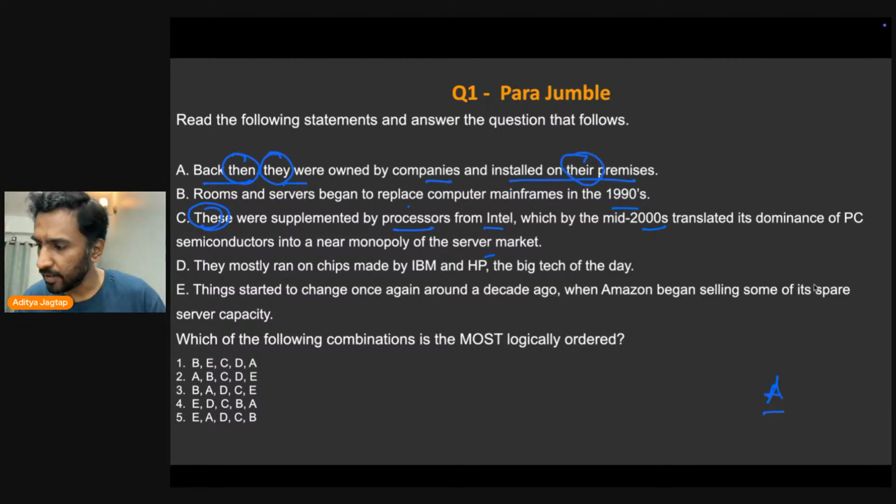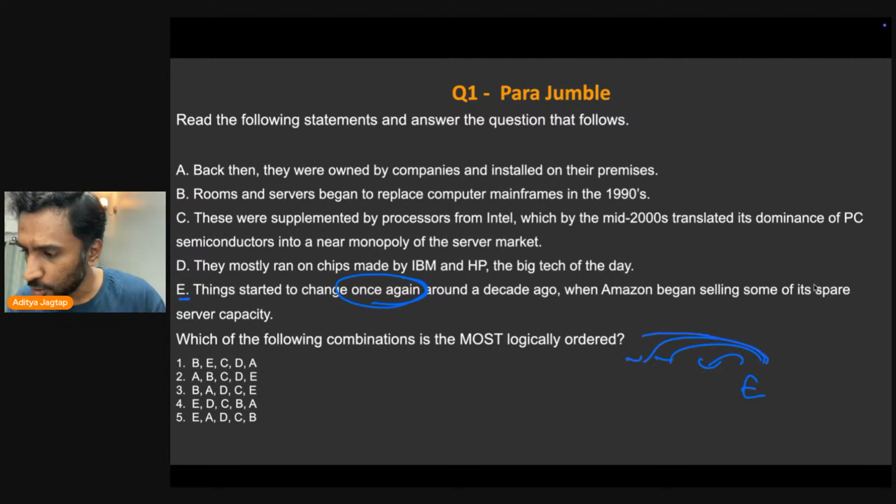So A is referring multiple times to some other, prior sentence. We need to find out what that sentence is. All right. So now what I'm going to start with is not something like sentence E, which is simply saying "once again," because I know prior to it some change is discussed, but I don't know when. I would prefer to start with a clue like this: back then, they were owned by companies and installed on their premises.